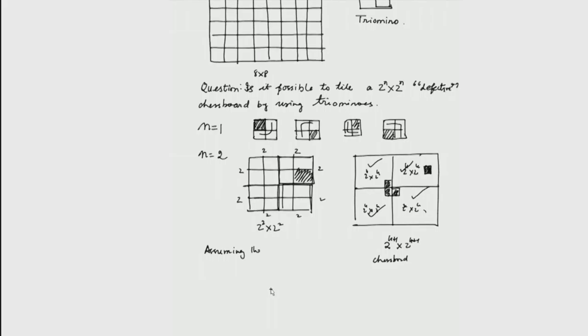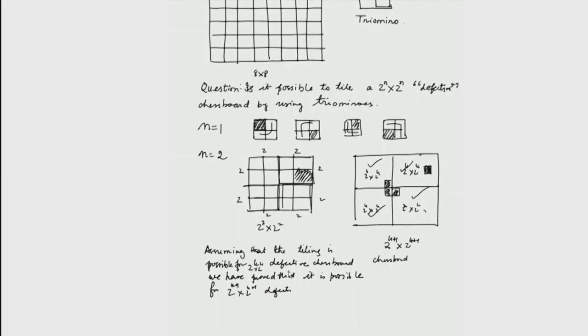Assuming that the tiling is possible for k, that is, to be more precise, for a 2 to the power k by 2 to the power k defective chessboard, we have proved that it is possible for a 2 to the power k plus 1 by 2 to the power k plus 1 defective chessboard.